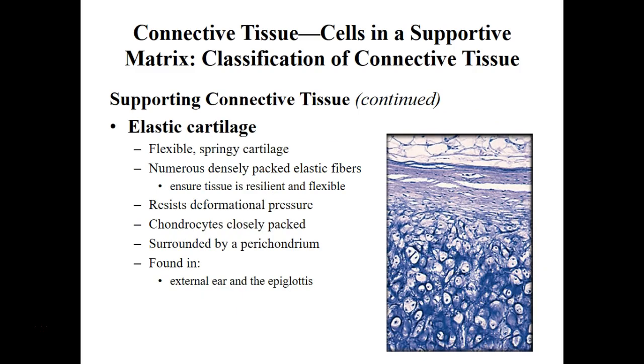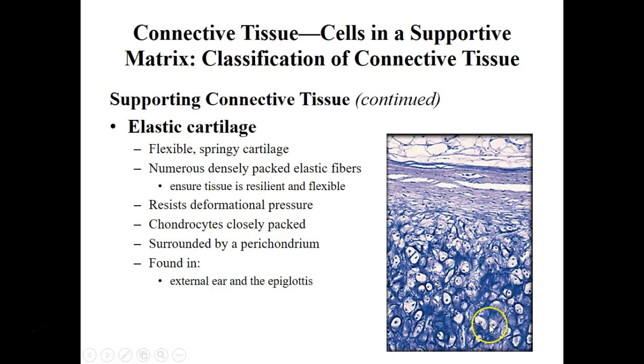Then we have elastic cartilage. Elastic cartilage has a lot of elastic fibers that are found within the cartilage matrix. It has a lot of stretch and recoil, very springy. We find it in our ear. So like when you flip your ear forward, it's elastic cartilage that allows your ear to go back to its regular structure. It does have a perichondrium, so it gets its nutrients from the dense irregular connective tissue.